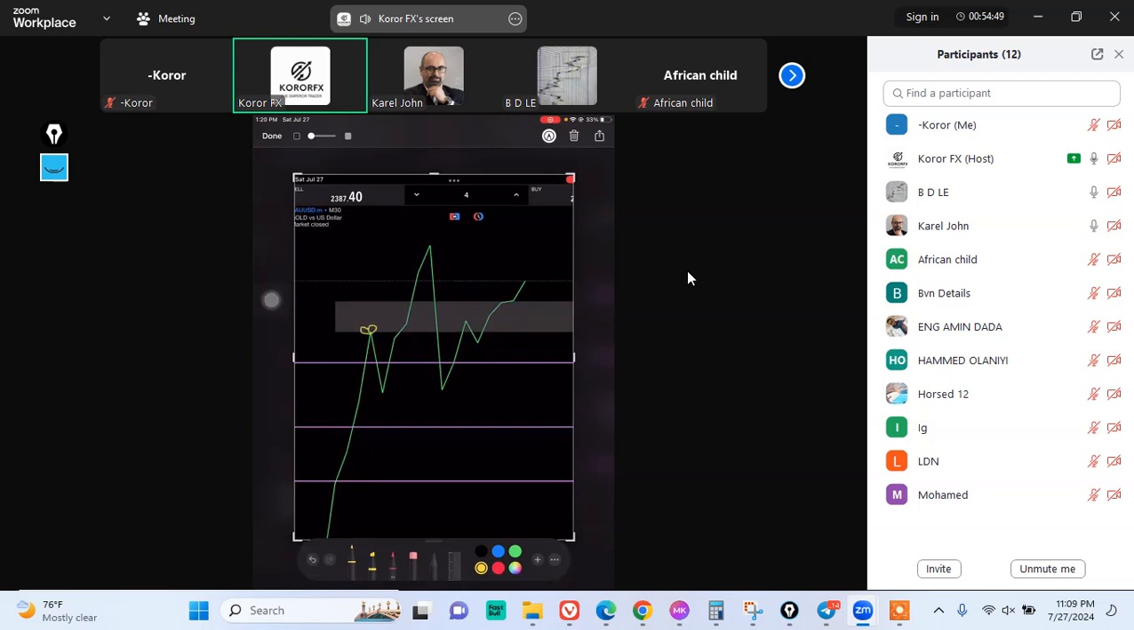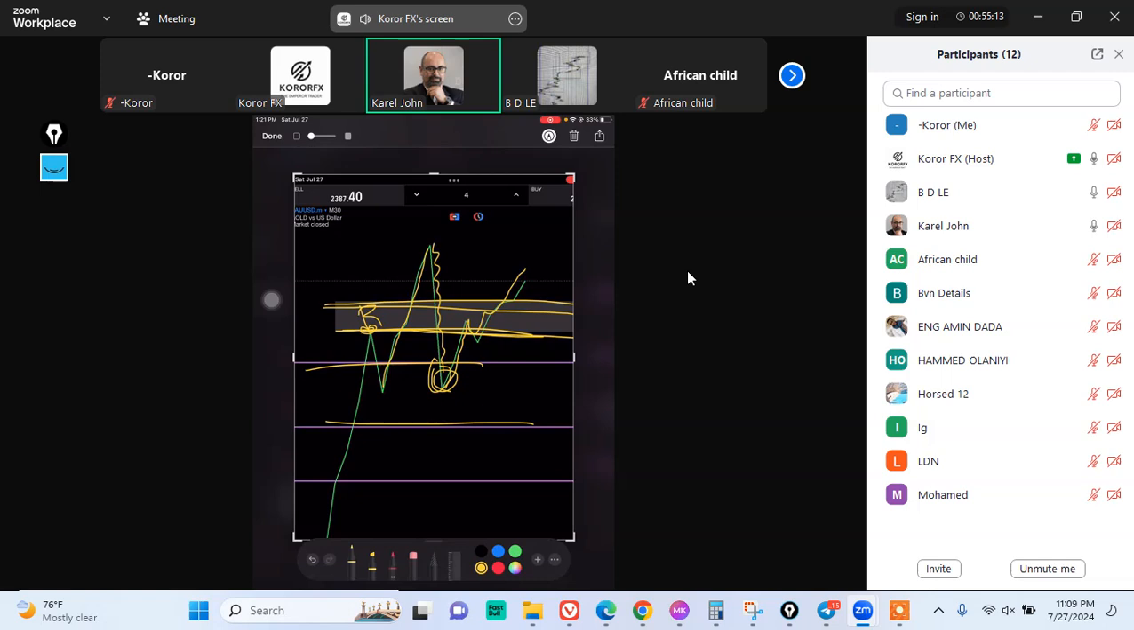You see, this was a resistance. Price broke the resistance up higher. So this is my breakout zone or box. Price came back into my snatcher zone, and then it buys inside the snatcher zone. That's it. It's so simple.